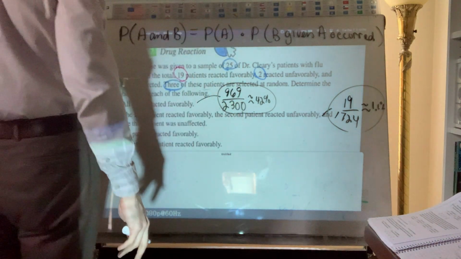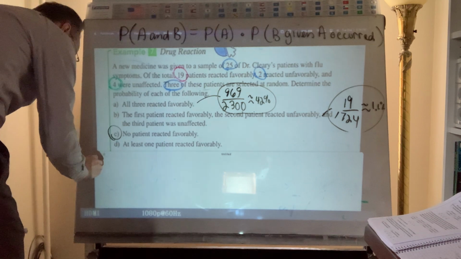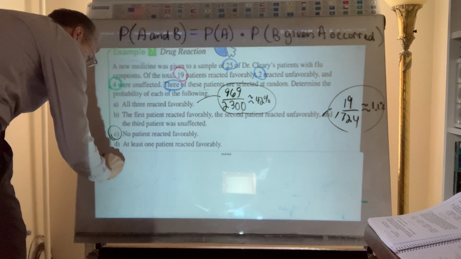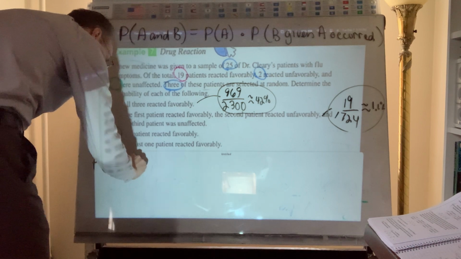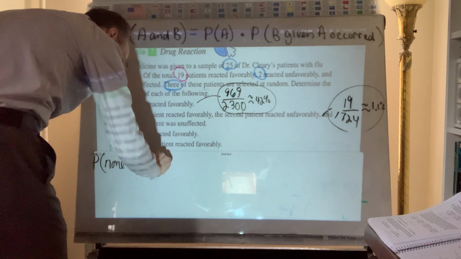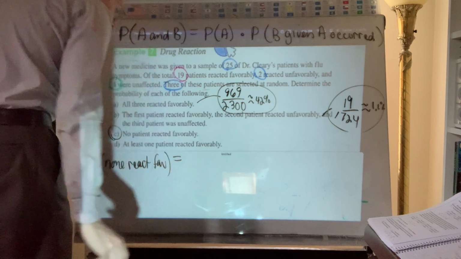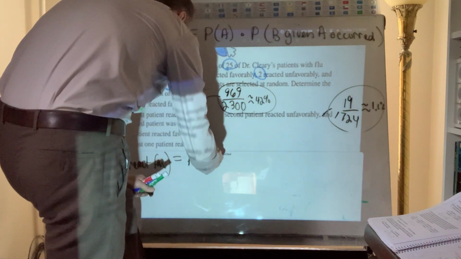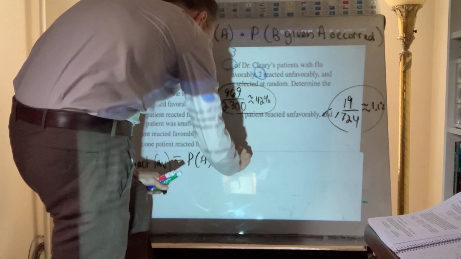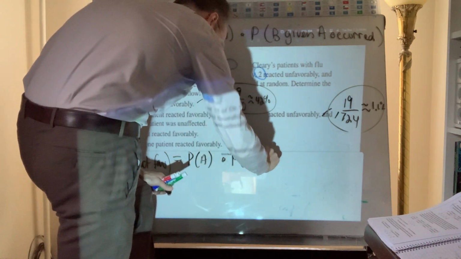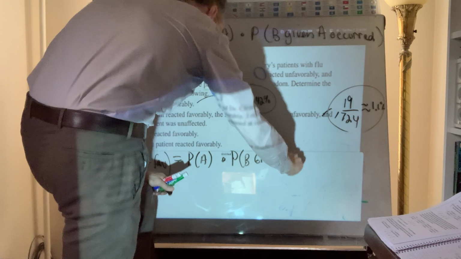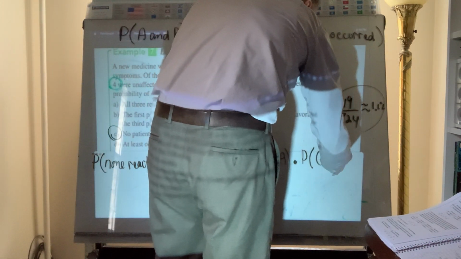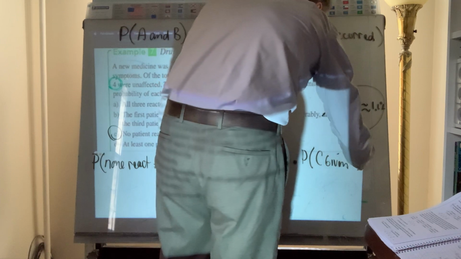Okay, still dependent again. You're not going to pull these out. So the probability that none react favorably is still going to be a version of this. Right? It's going to be P of A times P of B given A times the probability of C given A and B.